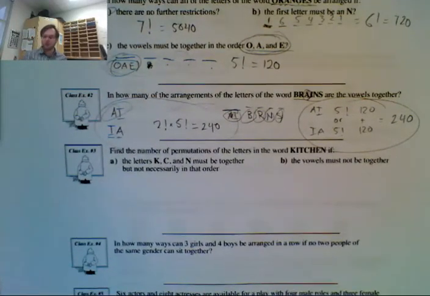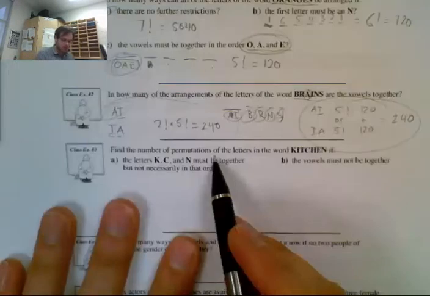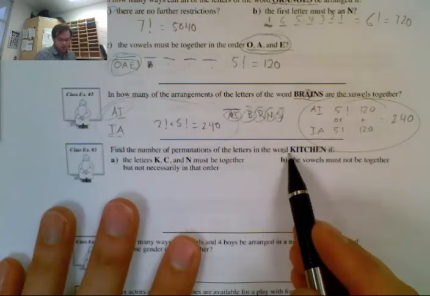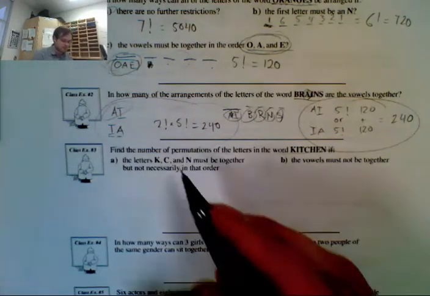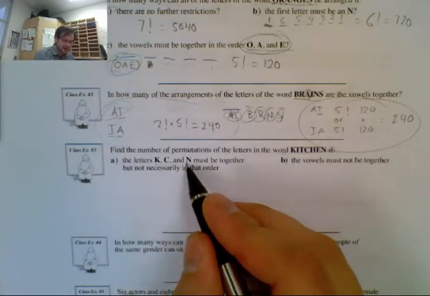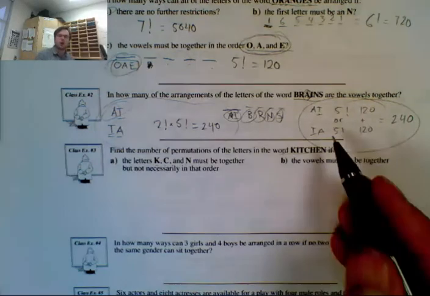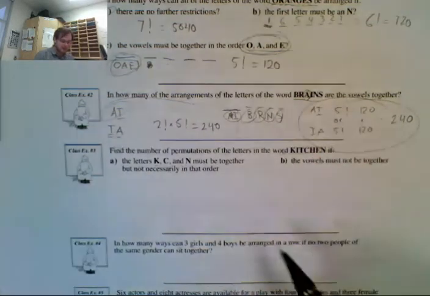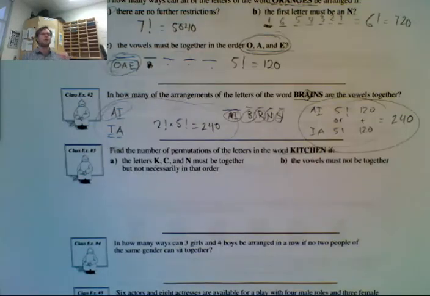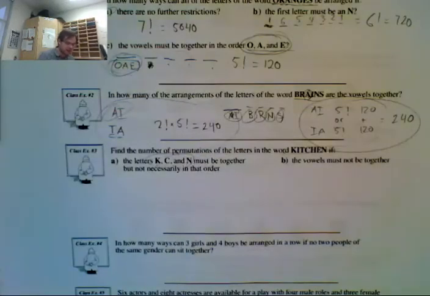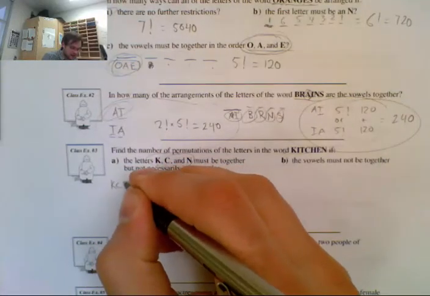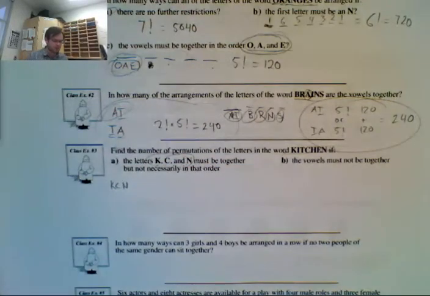So let's take a look at class example number 3. It says, find the number of permutations of the letters for the word kitchen if part 1 is K, C, and N must be together but not necessarily in that order. Okay? This is where it gets very complicated to use this method because I have 3 different ones, so I'd be adding a whole bunch of them together. So first of all, I'm going to say K, C, and N is one letter. So K, C, and N is one letter, but they don't have to be in that order.